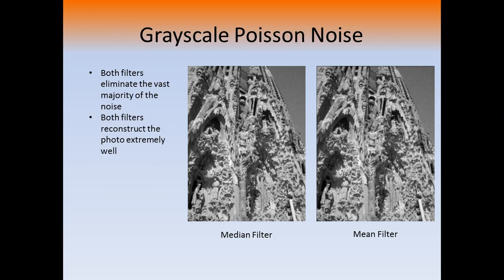For Poisson noise, both of the filters once again do a great job. The low amplitude noise, it's hard to see much noise in either image except for a little bit of pixelation in both of the backgrounds, but in all, both a median and a mean filter do a pretty good job of eliminating the low amplitude Poisson noise.